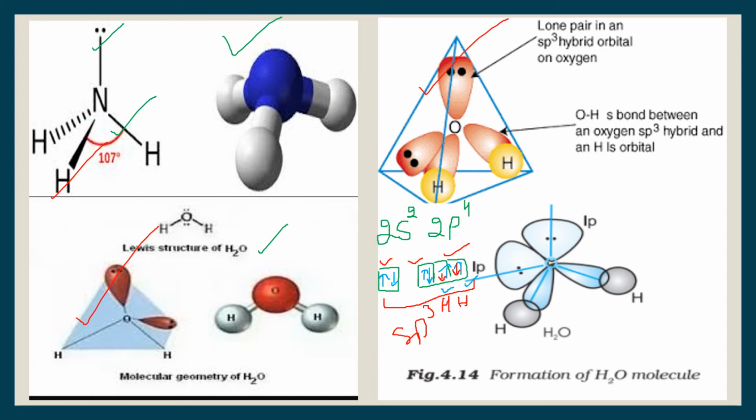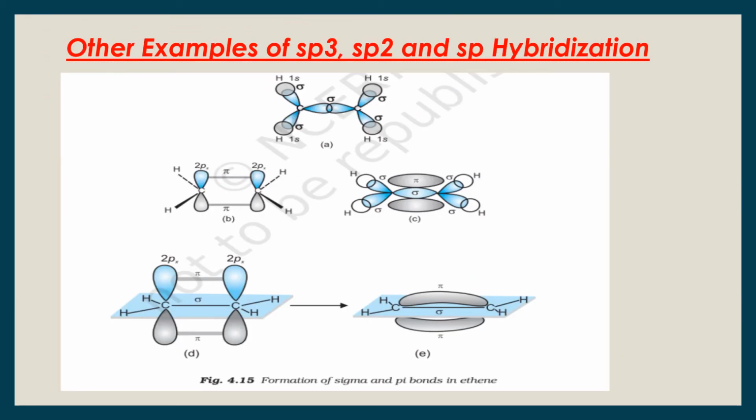Here this is also water. And shape, when you see, then you have to consider only the bond pairs. So it becomes bent like this, V shape, and this is pyramidal. Other examples of sp3, sp2 and sp hybridizations, whenever you talk about carbon hydrogen compounds, hydrocarbons.